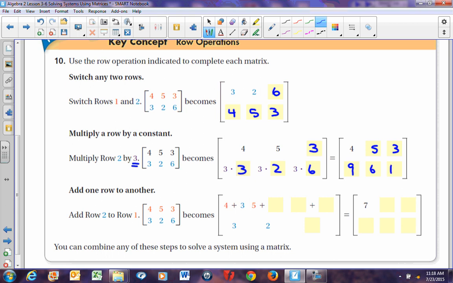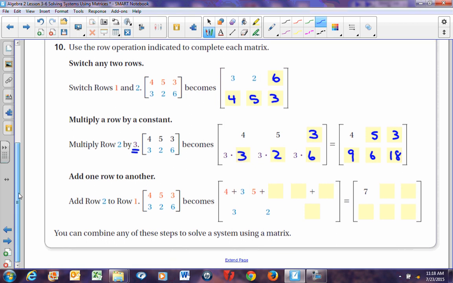You can add one row to another row. If I add row 2 to row 1, I get 4 plus 3, 5 plus 2, and then 3 plus 6. The bottom row stays the same, 3, 2, 6. So the top row becomes 7, 7, 9, and the bottom row stays as 3, 2, 6. You can use any of these combinations to solve a matrix.